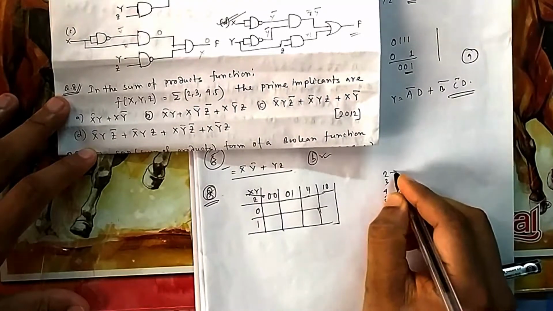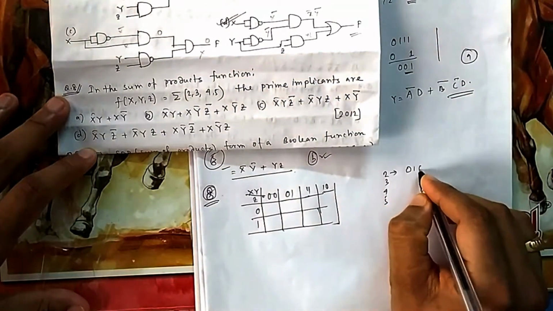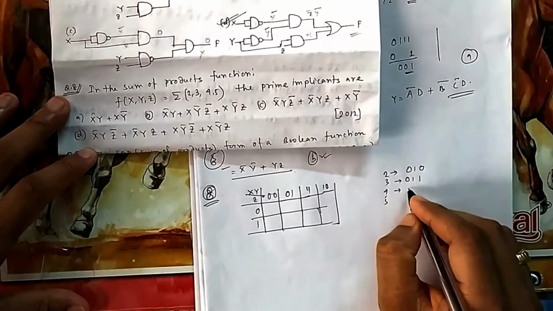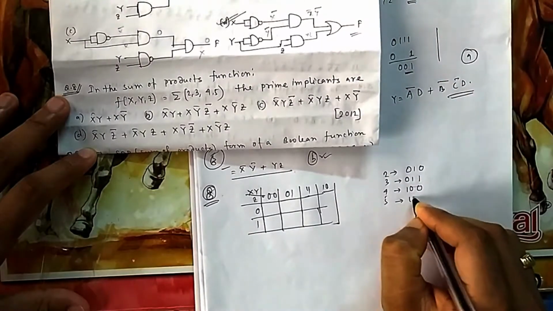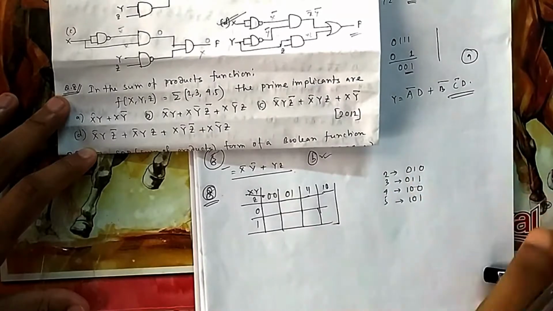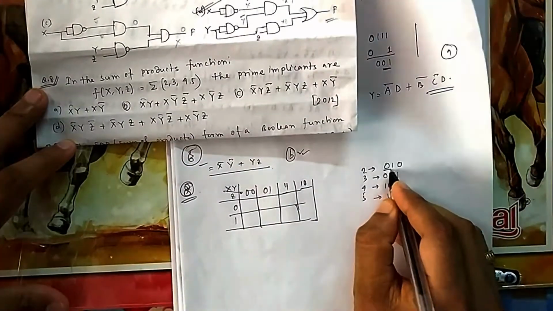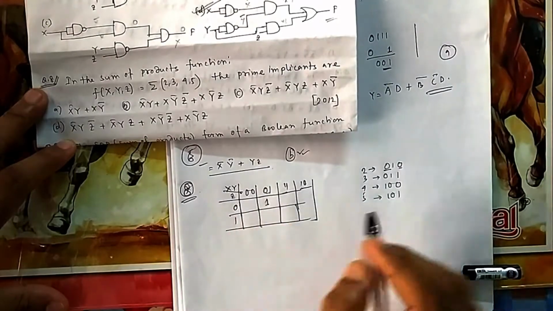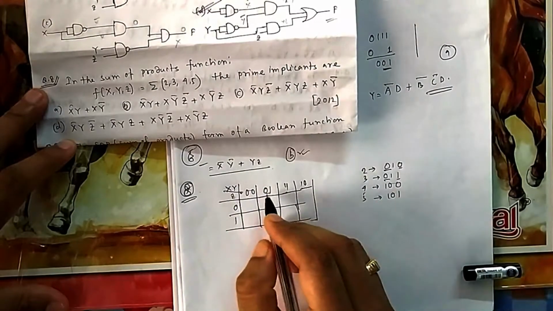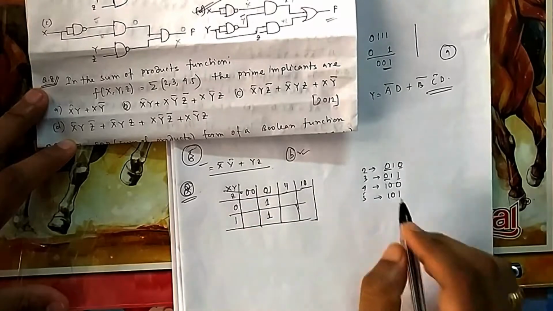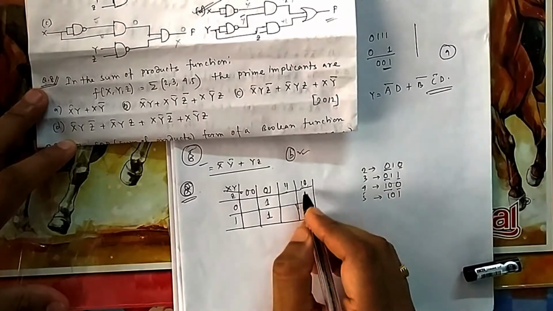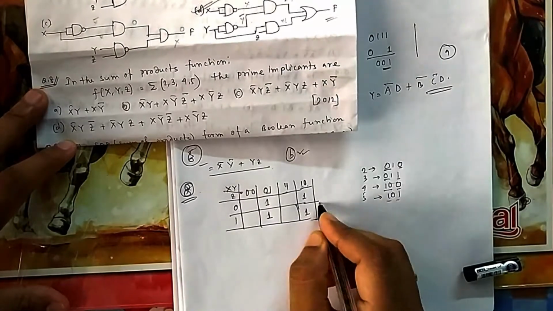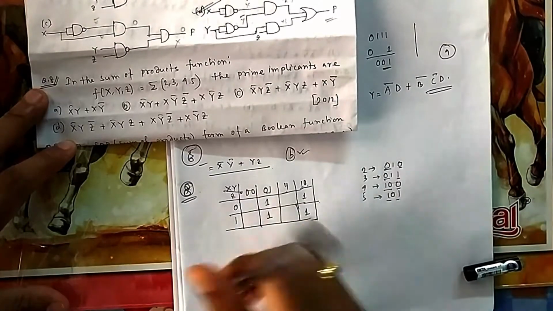So how will we write 2 in digital? It is 0, 1, 0. This is 2. 3 is 0, 1, 1. 4 is 1, 0, 0. 5 is 1, 0, 1. So these positions will give me 1 output. So let me write it: 0, 1, 0; 0, 1, 1; 1, 0, 0; 1, 0, 1. Okay, so what can you do now?